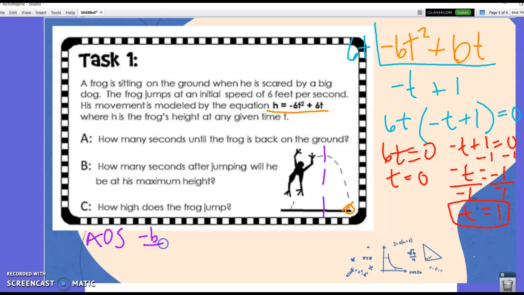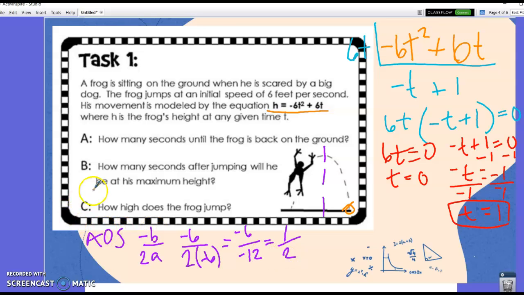Negative b over 2a. And our b value is 6, so the opposite is 6 over 2 times our a value, which was negative 6. And that gives us negative 6 over negative 12, which is 1/2.